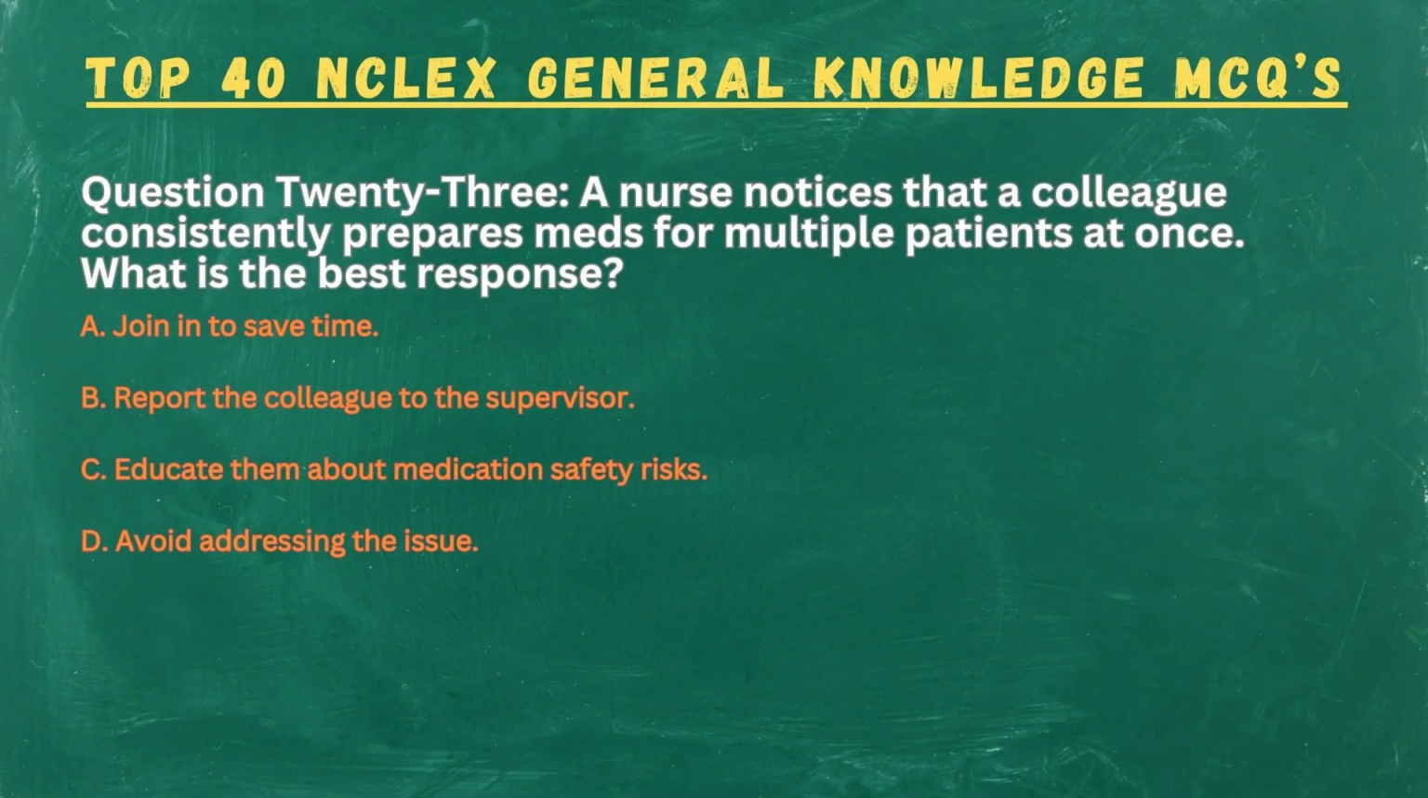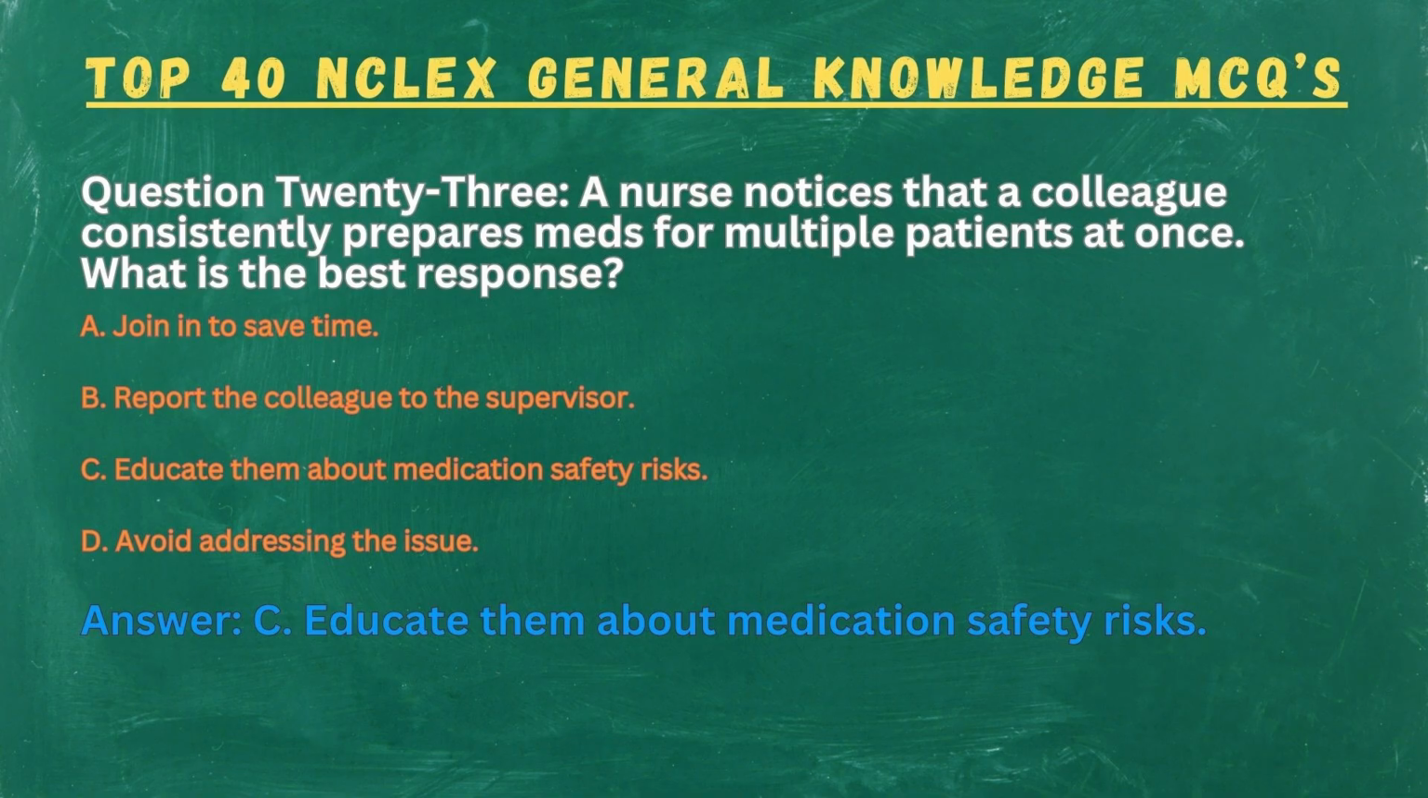Question 23. A nurse notices that a colleague consistently prepares meds for multiple patients at once. What is the best response? A. Join in to save time. B. Report the colleague to the supervisor. C. Educate them about medication safety risks. D. Avoid addressing the issue. Answer: C. Educate them about medication safety risks.